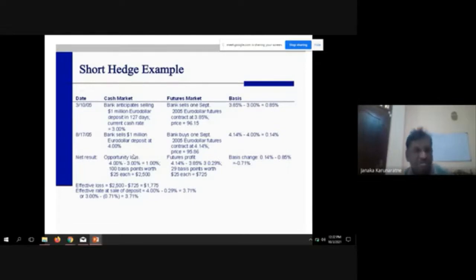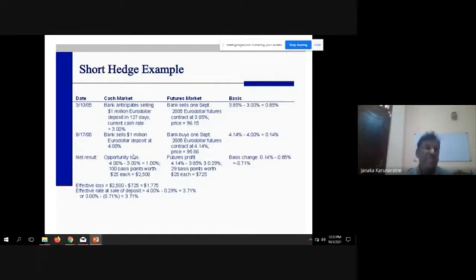1 million euro dollar deposit. Sorry, not today. In the cash market in August, your bank issues a euro dollar deposit. Euro dollar means a dollar deposit issued somewhere other than the US. So when your bank issues a dollar deposit, it is actually a euro dollar deposit denominated in dollars but issued in Sri Lanka. So that's a euro dollar deposit.